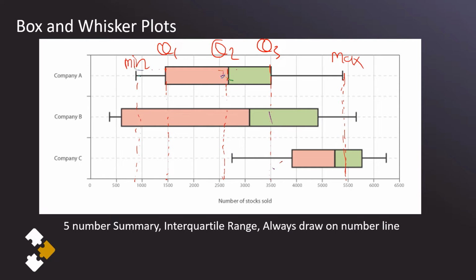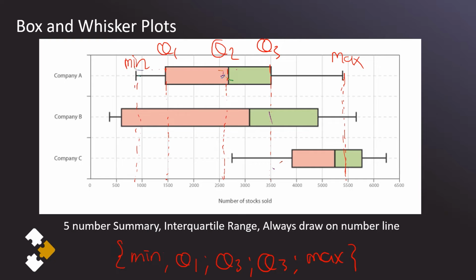And this box and whisker diagram is actually going to enable us to read off a 5-number summary. Your 5-number summary is your minimum value, your first quartile, the value of your median, the value of your upper quartile, and the value of your maximum number.